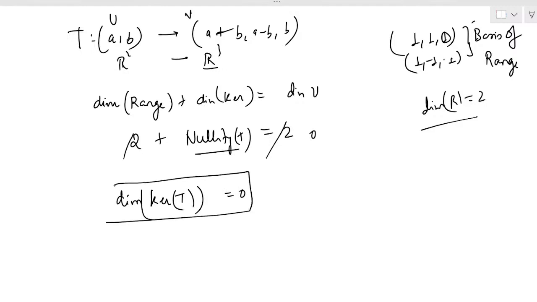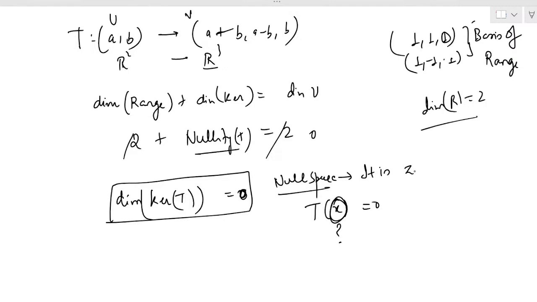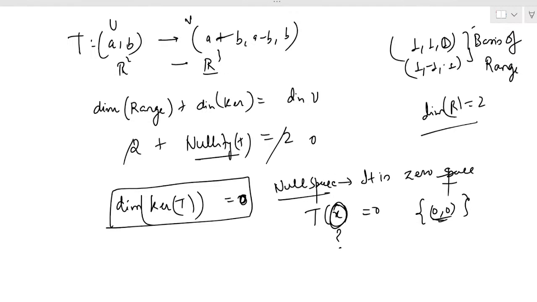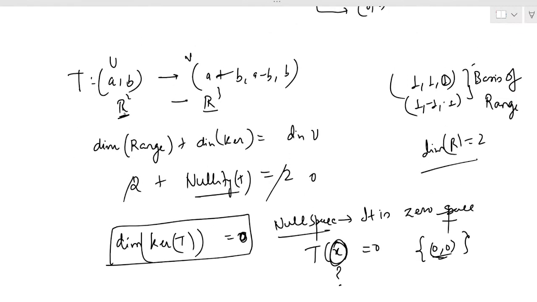Now if I ask what is null space, null space is all those elements which have made Tx equal to 0. So if the nullity is 0, it means it is a 0 space. Null space is simply a 0 space. And this trivial 0 space is nothing but (0, 0). Why am I writing (0, 0) and not 0? Because the null space should come from R square, right? Is that clear?